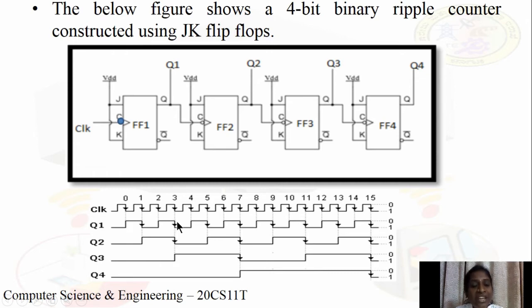Next, this flip-flop 1 reaches the next negative edge, the next falling edge. When it gets the next negative edge of the falling edge, the flip-flop 1 will change its state from 1 to 0. That means the Q1 value will change from 1 to 0.